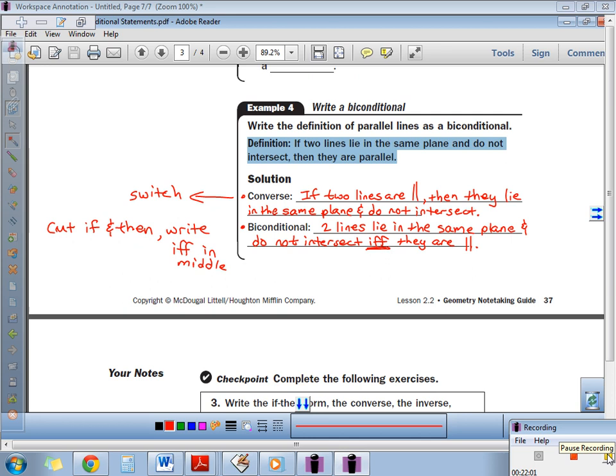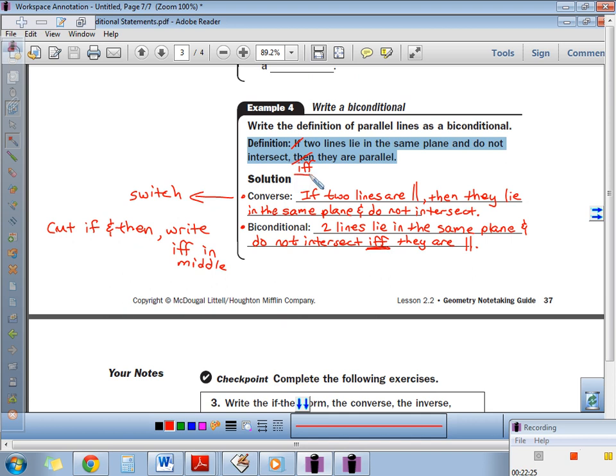Here are the solutions. So the converse of this original statement, we switched the order. So I wrote, if two lines are parallel, I use the symbol, then they lie in the same plane and do not intersect. That would be a correct answer. For the biconditional statement, we cut the if and the then on the original. We cut the if, we cut the then, and we insert if and only if.